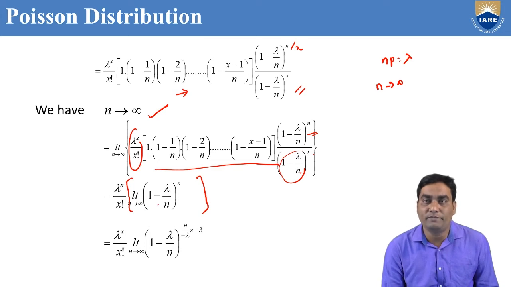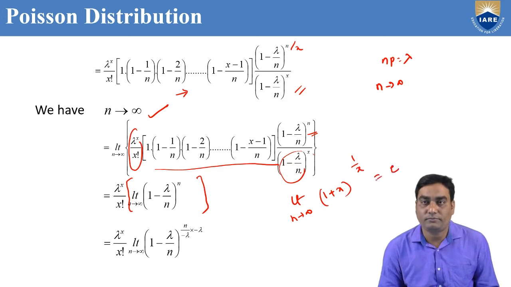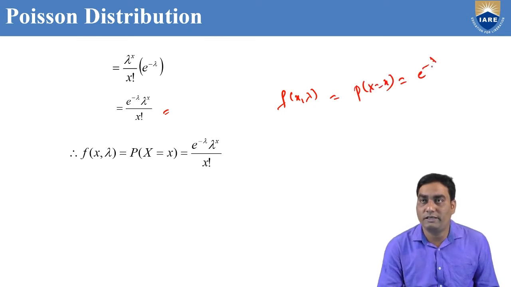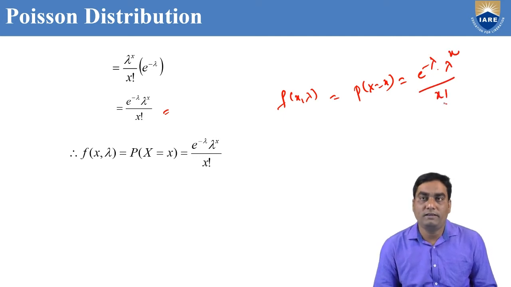Limit n tends to infinity of 1 minus lambda by n whole power n. This we are going to simplify. See here what we have done. Here we have one formula from intermediate level: limit n tends to infinity, 1 plus x whole power 1 by x equals e. So here 1 plus x whole power 1 by x is not there. To get 1 by x you can multiply and divide with minus lambda. Now this is in the form of limit n tends to infinity of 1 plus x whole power 1 by x, which is e power minus lambda. So we got it. Therefore, f of x comma lambda, the probability of getting the number of successes, equals e power minus lambda, lambda power x by x factorial.